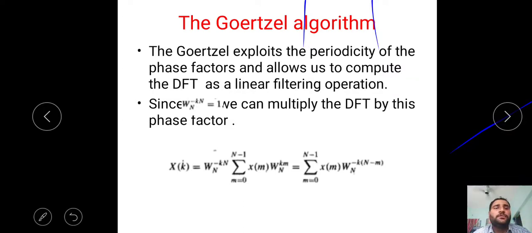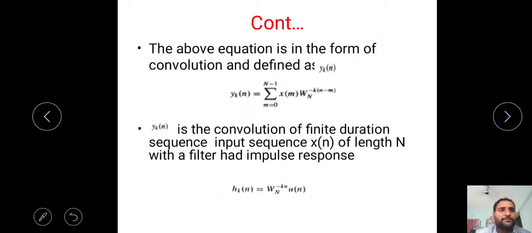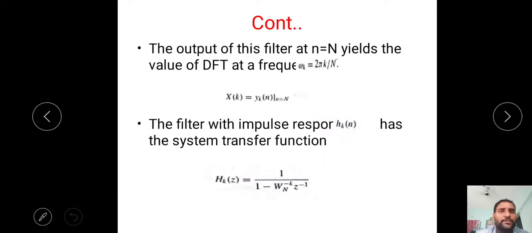Goertzel's algorithm exploits the periodicity of the phase factors and allows us to compute the DFT as a linear filtering operation. So we multiply the DFT equation by W_N^(-kN), then convert the equation like this. Then we call y_k(n) a convolution between the finite duration input sequence of length N and the filter's impulse response, where h_k(n) = W_N^(-kn) u(n). The output of the filter at n = N yields X(k) = y_k(n) at n = N.